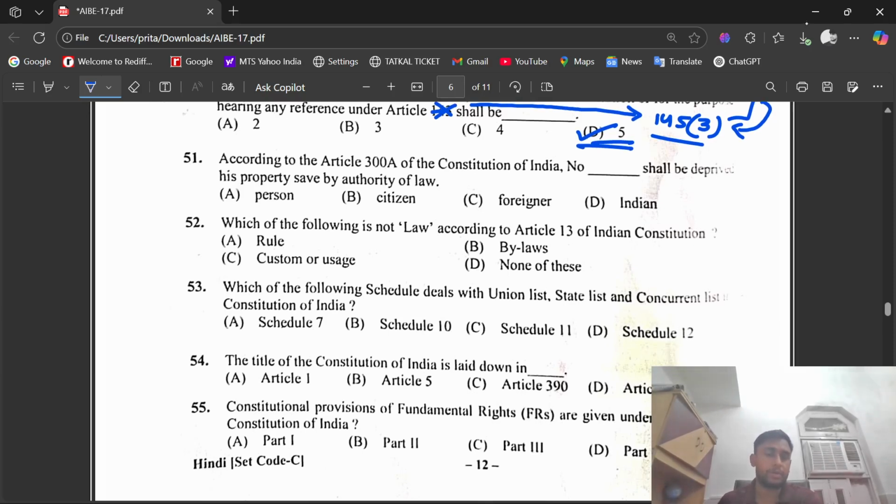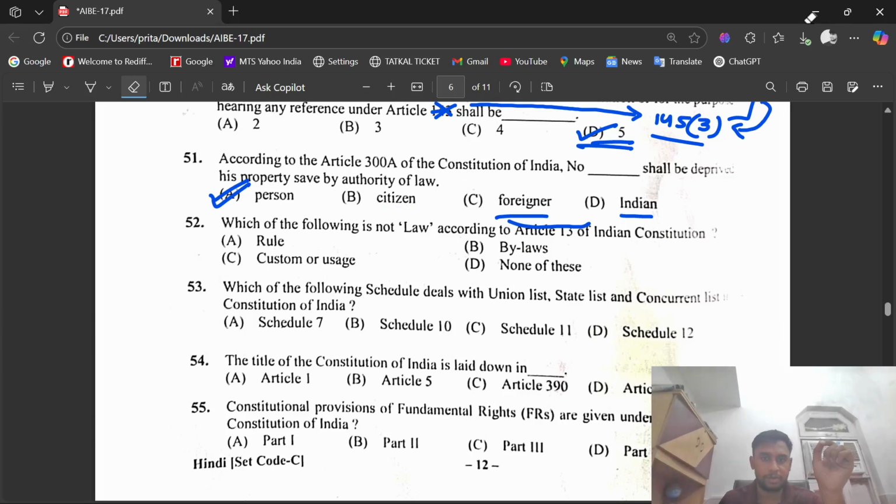Now question number 51. According to Article 300A of the Constitution of India, no dash shall be deprived of his property save by authority of law. Options we have: person, citizen, foreigner, and Indian. If you see the language of Article 300A, after no there is the word person, and in many Supreme Court judgments we will see that Article 300A doesn't talk about the right of a citizen, but exhaustively about each and every person. The person can be Indian, foreigner, or citizen. So the right option is option A, that is person.